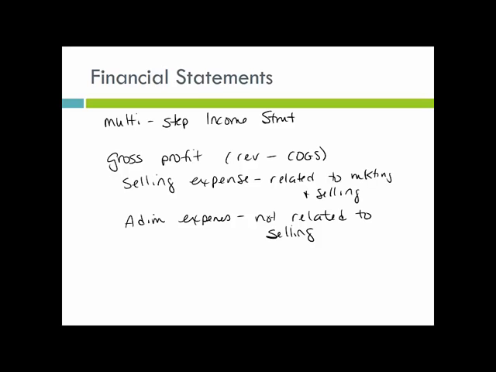And then sometimes we have other revenue and expenses. So this might be revenue that I'm earning from renting out a building, or interest revenue, or interest expenses, things like that that are kind of related to other things, not my actual store activities. And then the statement of owner's equity.